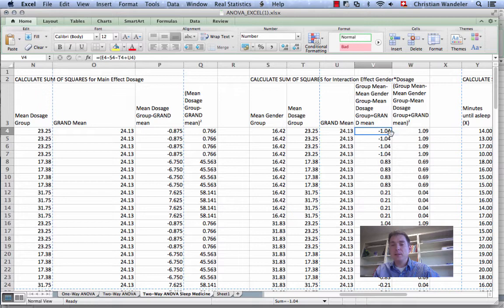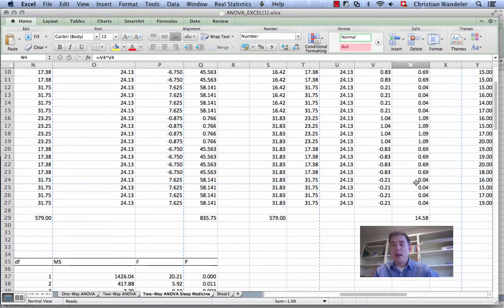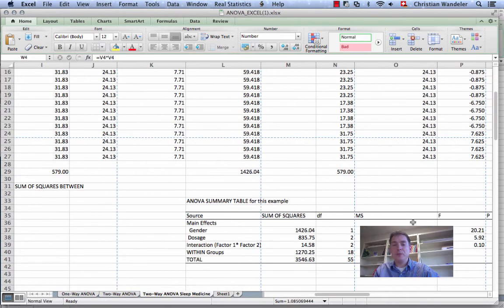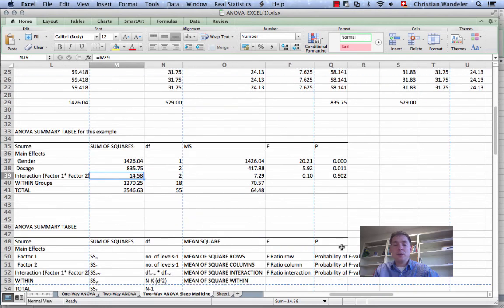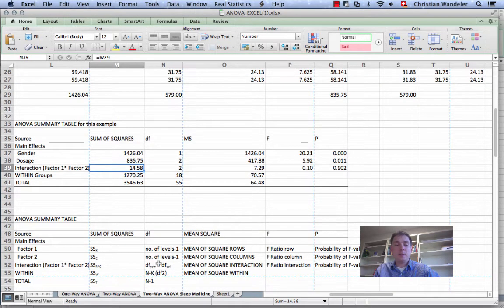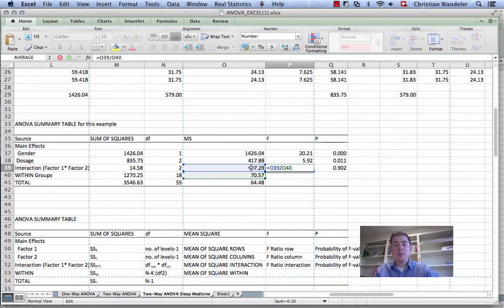Then we take these values, square them, add them all up, and we get 14.58. So this is the interaction sum of squares, 14.58. The degree of freedom is degree of freedom rows times degree of freedom column. So 1 times 2 is 2. Mean squares is 14.58 divided by 2. And then this gives us an F ratio of 7 divided by 70, which gives us 0.10.